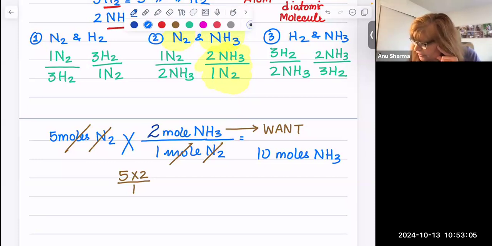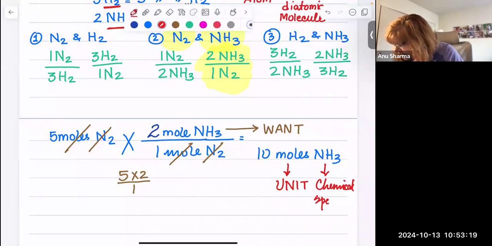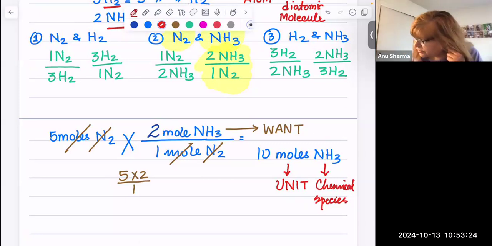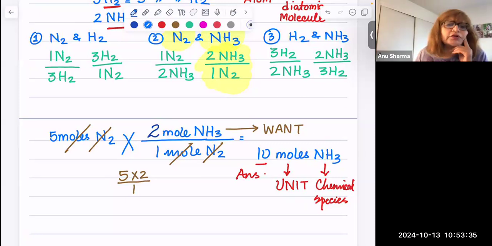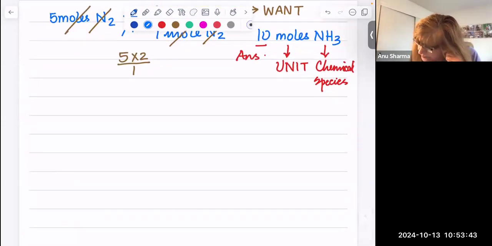So you will have to write down the unit, moles is a unit, and you're going to write down the chemical species, the chemical formula of the substance, or the species, whether it's an ion or whatever. That's the way you write it, and then this is the answer. So don't write down just 10. Write down the units and the chemical species or the formulas. All right, so this was very important. This type of question will be on the test. Okay, got it?